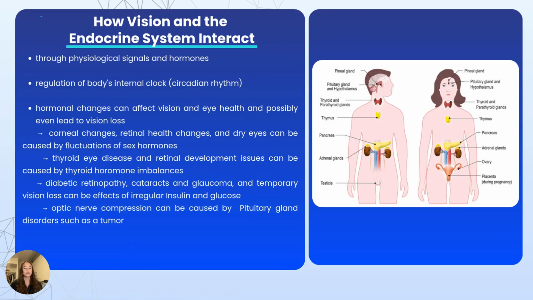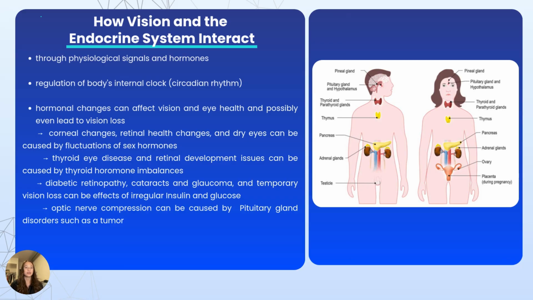How vision and the endocrine system interact. They interact through physiological signals and hormones. It has the regulation of the body's internal clock, also known as the circadian rhythm. Hormonal changes can also affect vision and eye health and possibly lead to vision loss.